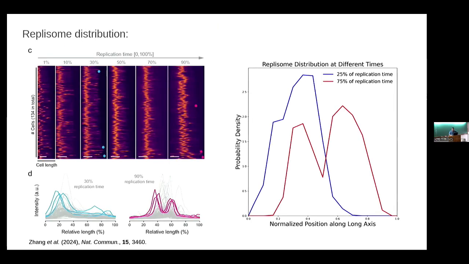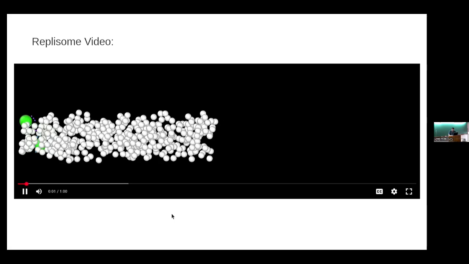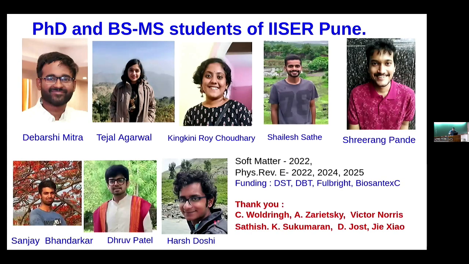I can also explain the replisome positioning using very similar principles. Initially the replisomes are near one end of the cell, but towards the end, the two replisomes occupy the middle of the cell, and this automatically comes out from the simulation. I don't have to do anything except ParB gets attached to the oriCs. And there's a replisome video, but I can show this in person if you are interested.